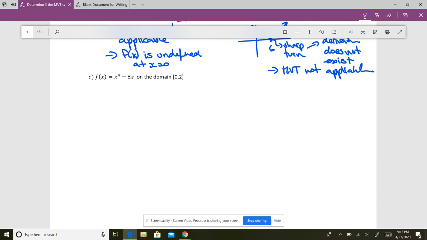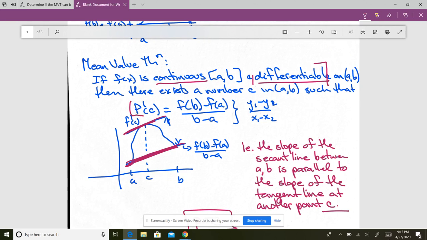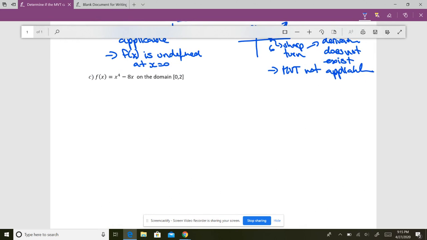f of x is equal to x to the fourth minus 8x on the domain 0 to 2. No undefined points, no sharp turns, it's a straight up polynomial function, and if you remember, all polynomial functions are continuous. So basically we can write out what the MVT is. There's your MVT, so write that out. So basically, f prime of c will equal f of b minus f of a over b minus a.